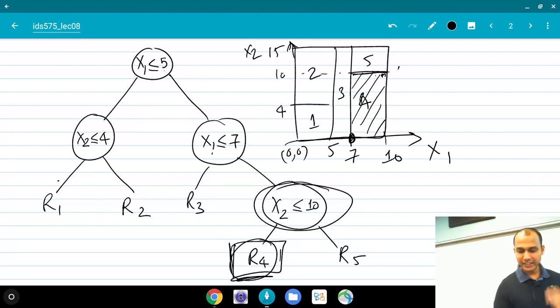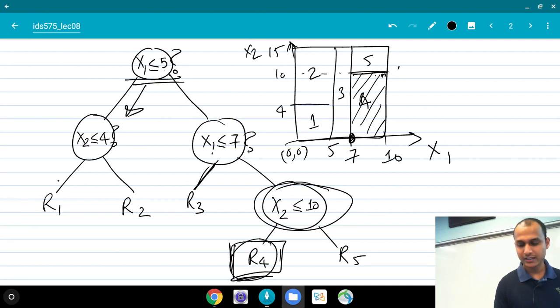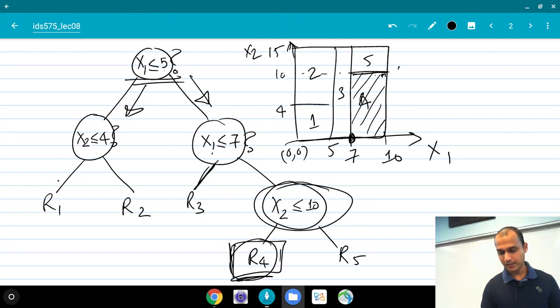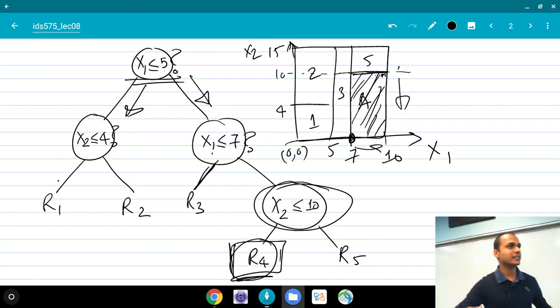Yes, x1 being greater than 7. If you go to the left branch, it's less than; you're evaluating the inequality here. If x1 is less than 5, you go down this branch, and if x1 is greater than 5, you go down the other branch. Here you go down the right side, so x1 is greater than 7 and x2 is less than 10. That's the description of Rj: a bunch of inequalities.